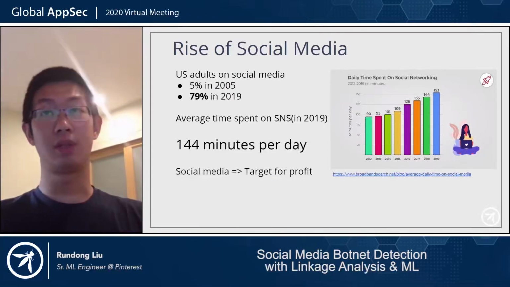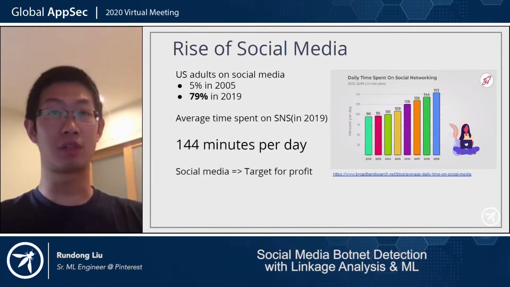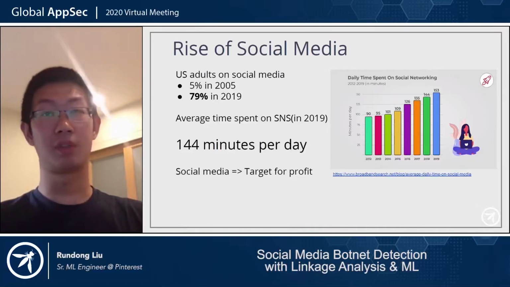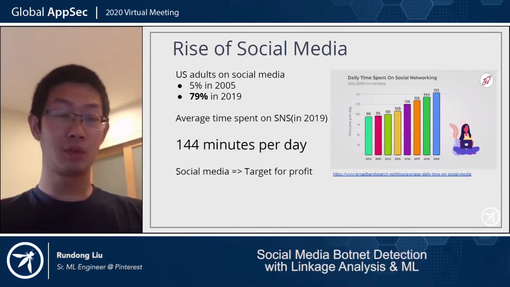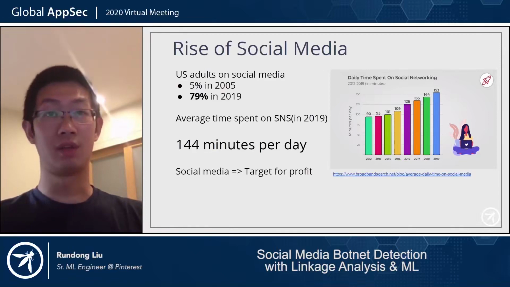With the rise of social media, social networks have been affecting our lives much more than before. Recent analysis shows that in 2005, only about 5% of US adults had access to social platforms. But now in 2019, more than 79% of us are using them every day. The average time we spend on social platforms is also rising year by year. In 2019, the most recent research shows that modern adults usually spend 2.5 hours on social platforms every day. So social media has become a very good target for making profit online and also attracts a lot of spammers and hackers.